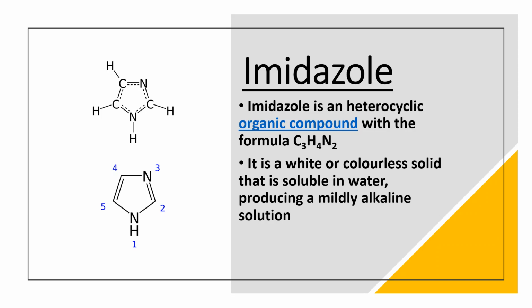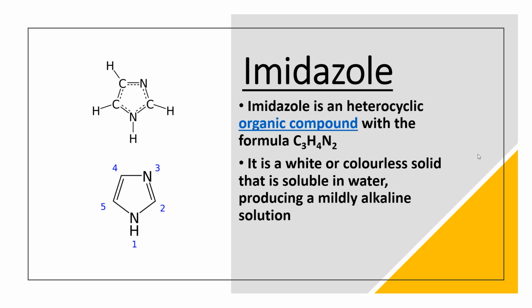So your nitrogens are at the 1 and 3 positions, and the nitrogen at the first position is saturated, and the nitrogen at the third position is unsaturated. Similar to pyrazole: pyrazole is a 1,2-diazole, and imidazole is a 1,3-diazole. That is the difference between pyrazole and imidazole. Its formula is C3H4N2.